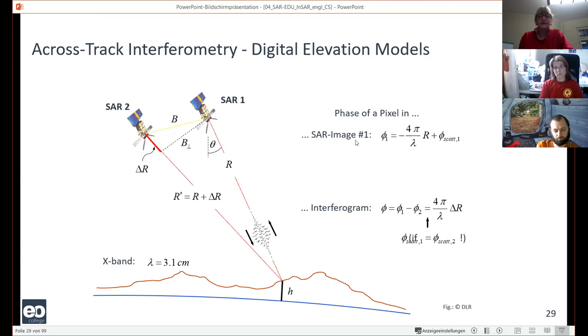So we have the phase of SAR image number one, here determined by 4 pi. 2 pi describes one full wave, and we have the two ways to the Earth and back, that's why we have 4 pi. Then the range comes in, plus whatever is happening on the ground if the scatterer is not stable. Or rather, this phi scatter one includes what the situation is during acquisition one. And the interferogram is now built up between the difference of the two different phases. And they are equal only if scatterer 1 and scatterer 2 are exactly at the same place, or they are illuminated simultaneously. Yeah, so as we have the case in single pass interferometry.